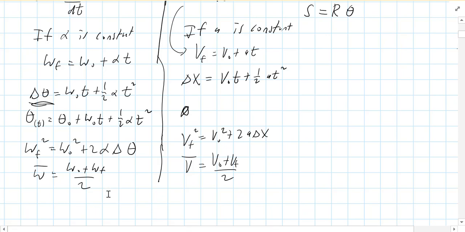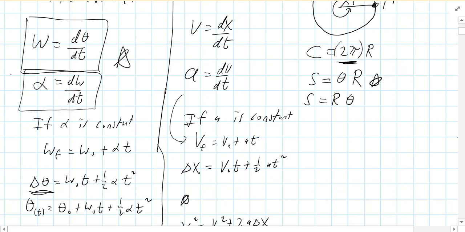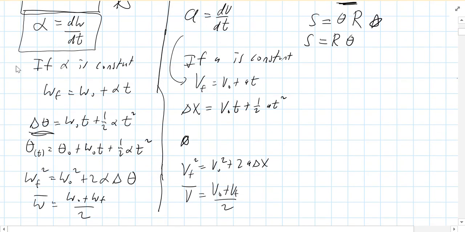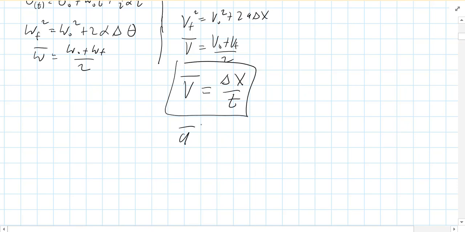Now the equations that always work, and I'll put them in boxes, this equation always works no matter what. And this equation always works no matter what if you have things as functions of time. Two other equations that are always going to work in both systems: in a linear system, average velocity always equals delta x over t. That always works. And average acceleration equals delta v over t.